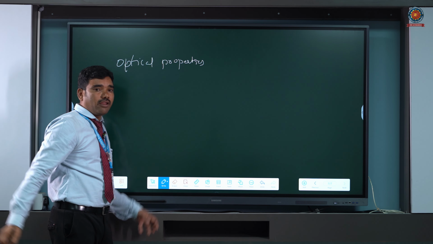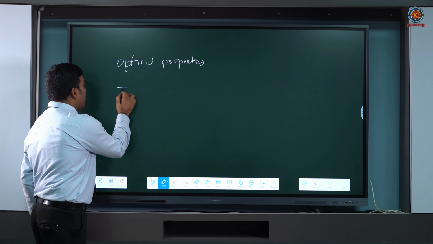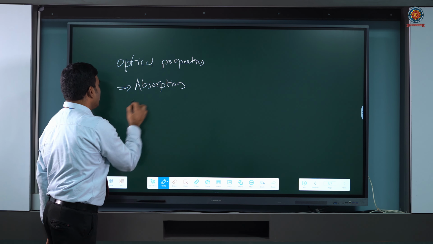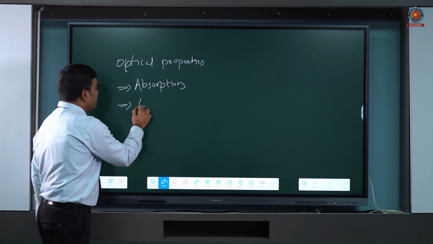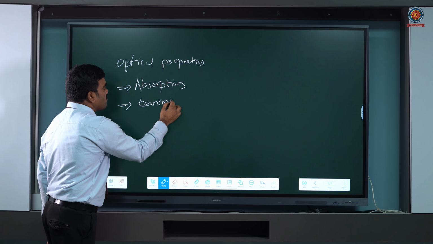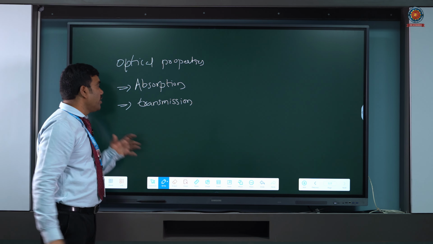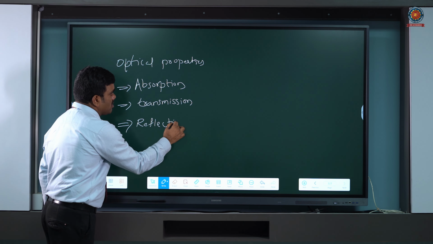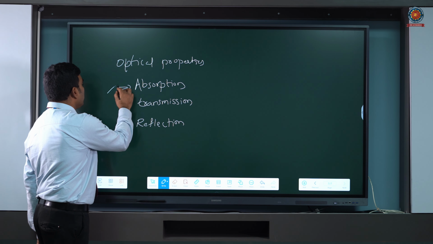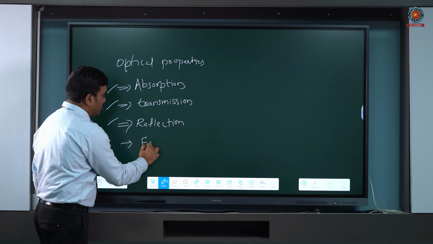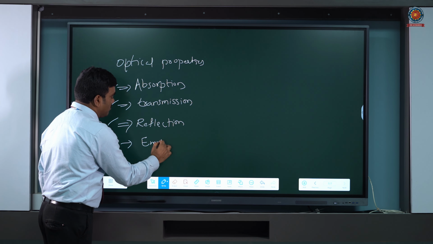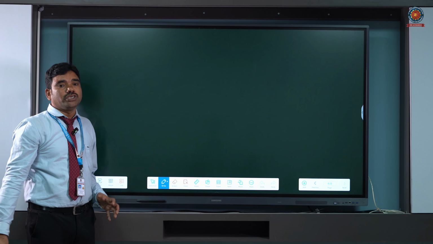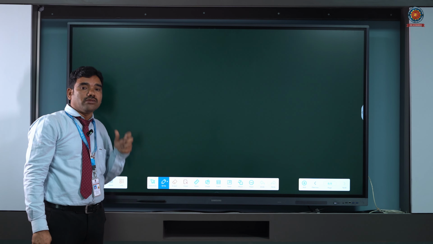Optical properties. Here, you know the optical properties have types: absorption and transmission, another one is reflection, and another one is emission also. Absorption, transmission, reflection, and emission. These are the optical properties.